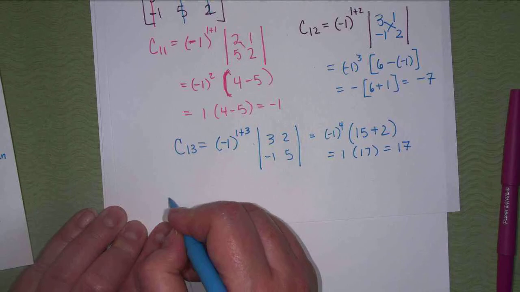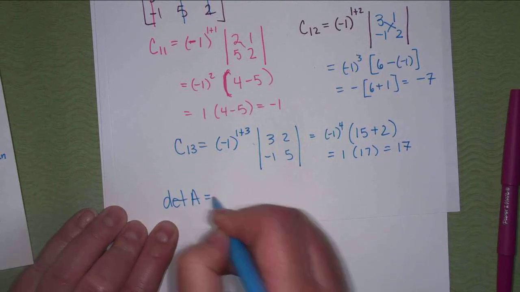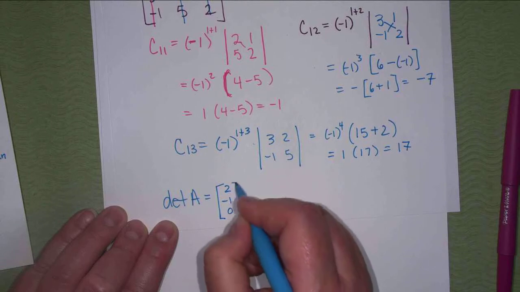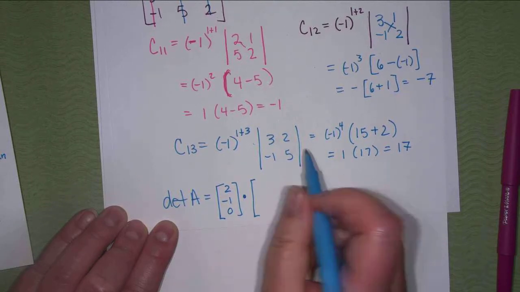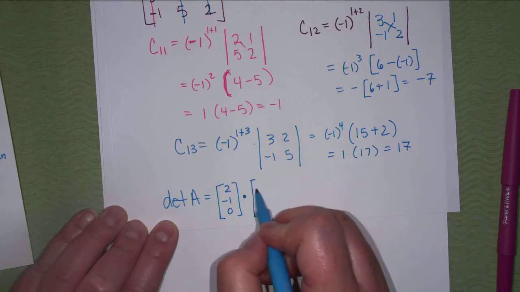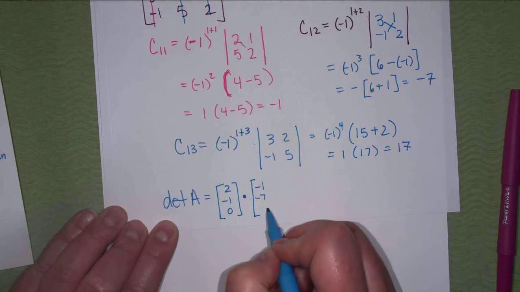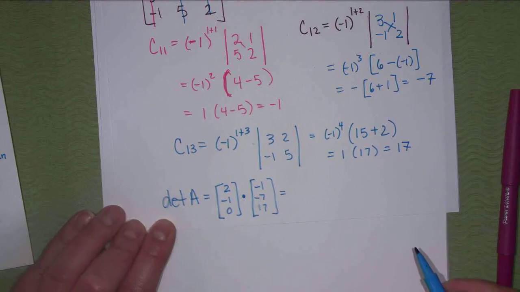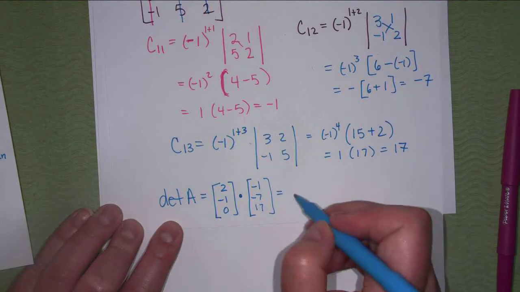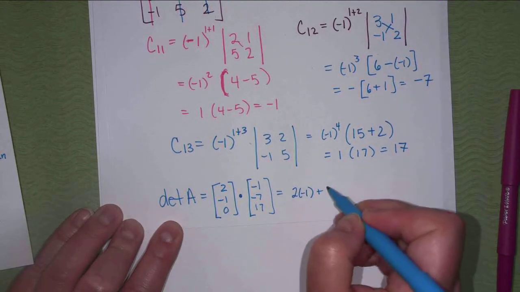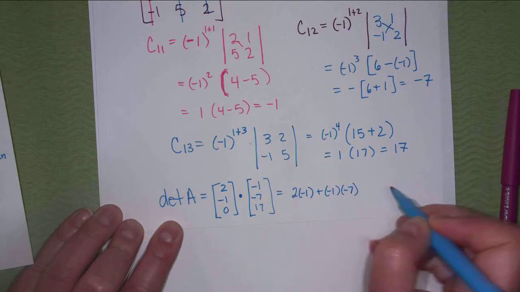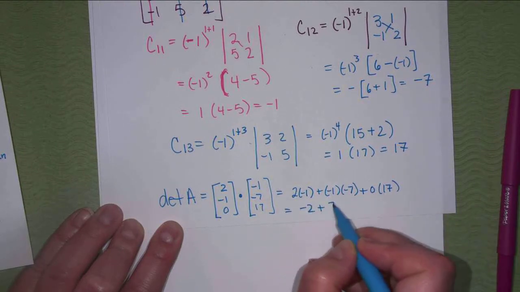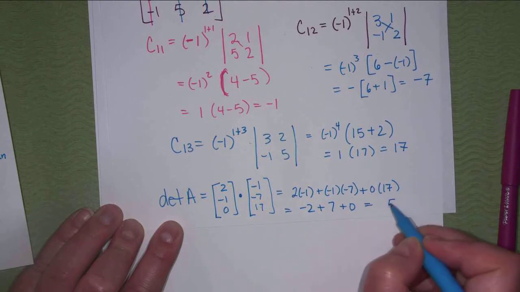So the determinant of A was found by taking that row, 2, minus 1, 0, and dot it with the cofactors of that row. Minus 1, minus 7, 17. And the dot product is what? Multiply. 2 times minus 1 plus negative 1 times negative 7 plus 0 times 17. It's 5.